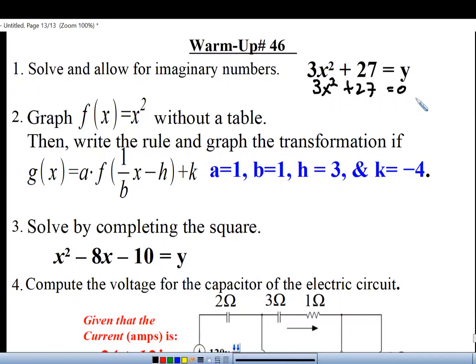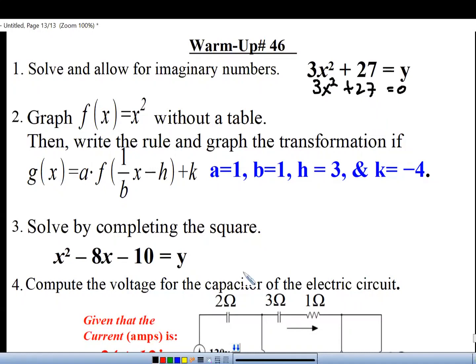So what method do you guys prefer for me to solve this with? Which method do you guys want me to solve these with? Square roots. Square roots, all right.